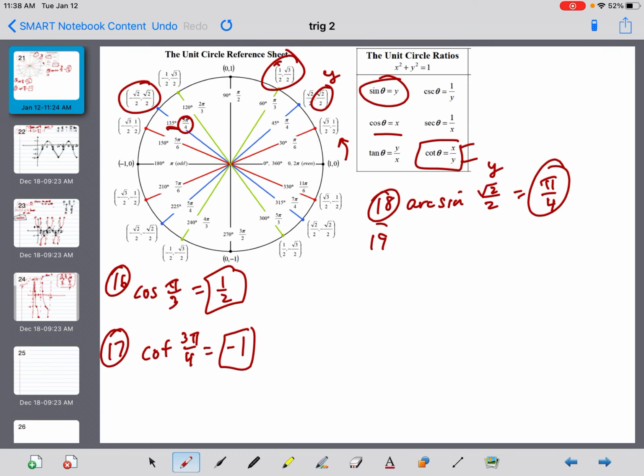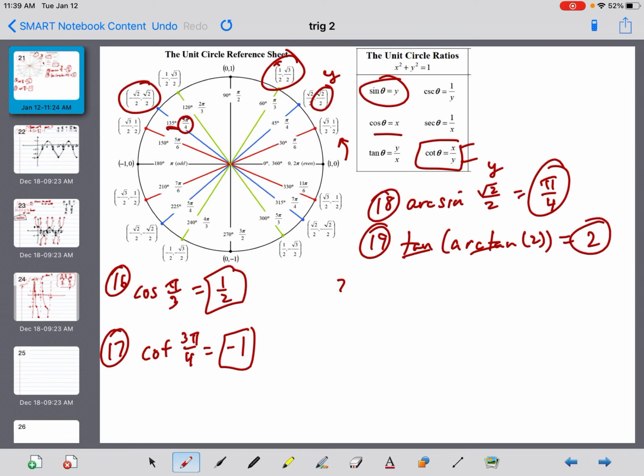And number 19. 19 is like a double whammy one. It's the tan of the arctan. Well, the tan and the arctan just cancel each other out. The tan of the arctan of 2 is just 2, because tan and arctan just cancel each other out. And that's all you got to do for 19.